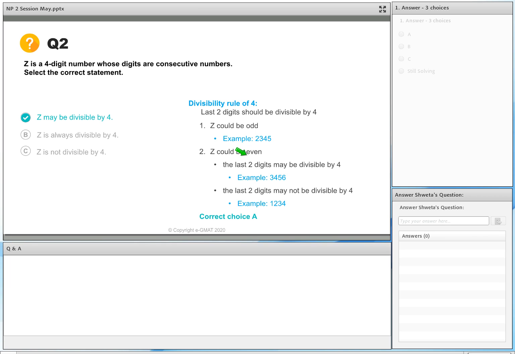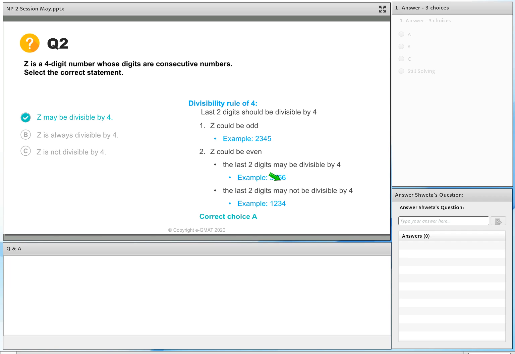But in the case Z is even, now you're not sure about the last two digits. For example, 3, 4, 5, 6. Now 56 is divisible by 4, so the entire number will be divisible by 4. But 34 is not divisible by 4, and therefore 1, 2, 3, 4 is not divisible by 4. So here you got a maybe divisible by 4. It's a yes sometimes and it's a no sometimes. For all those of you who said it is never divisible by 4, you missed this case with 5, 6.